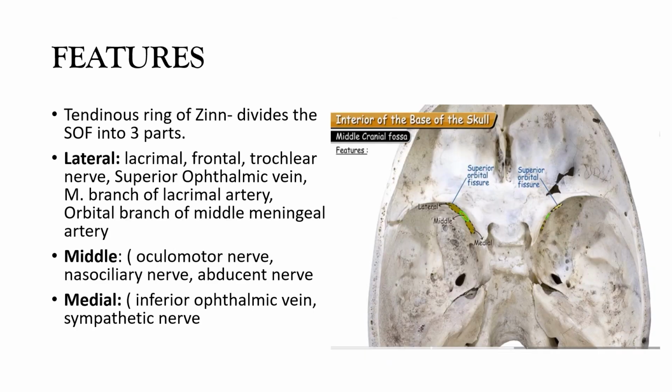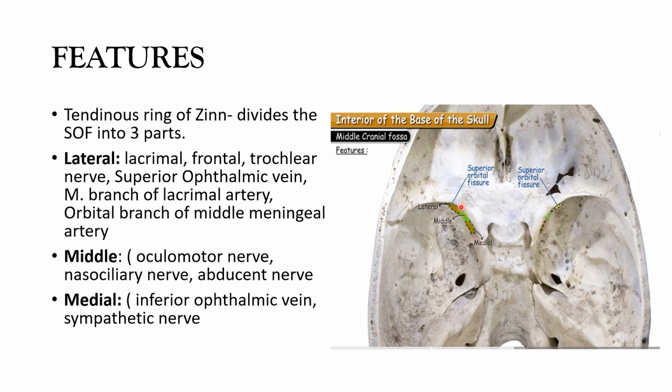I show you here now. So this is the tendinous ring of Zinn. So from here to here is the superior orbital fissure. It divides the superior orbital fissure into 3 parts: the lateral part, the middle part, and then the medial part. So we'll see the structures that traverse each one of them.